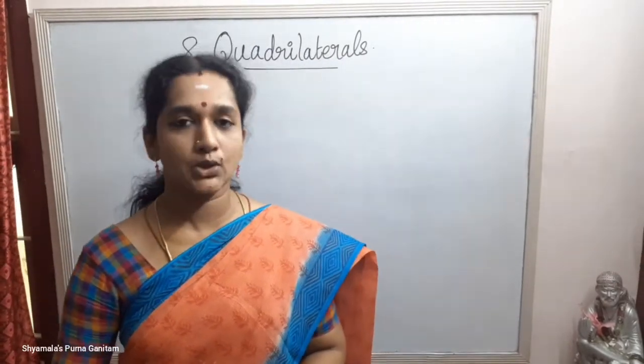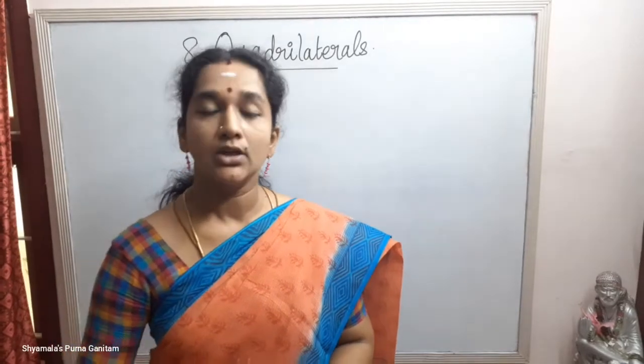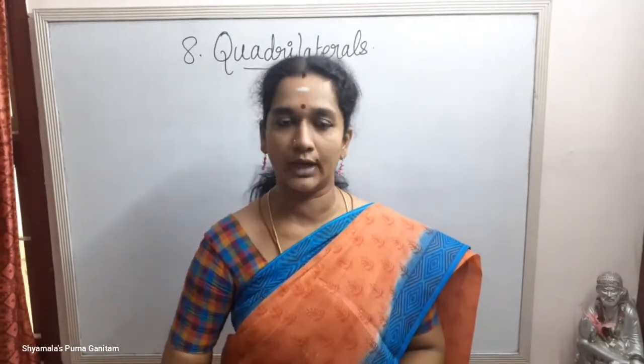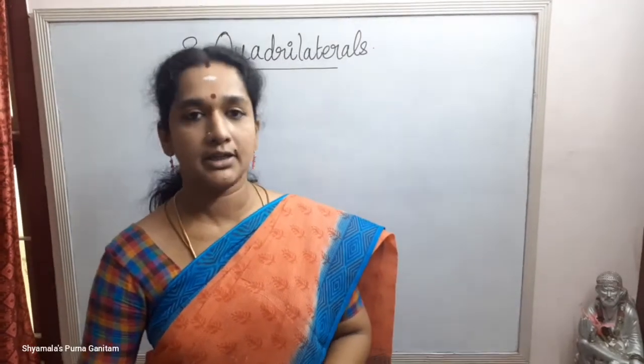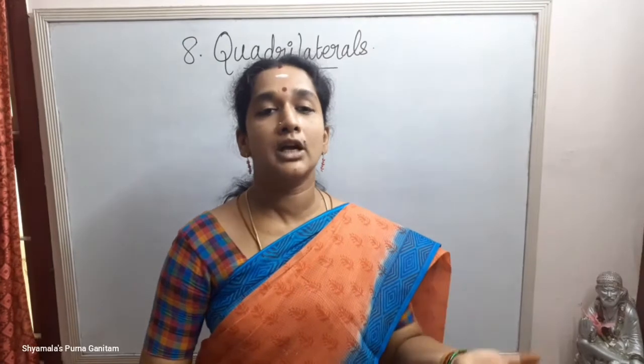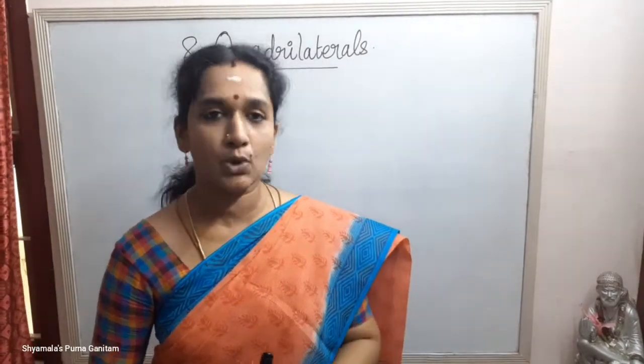Okay. So what are all the quadrilaterals we know already? Square, rectangle, rhombus, trapezium, isosceles trapezium, kite. So all these are types of quadrilaterals we know. Parallelogram, all these are quadrilaterals we know.